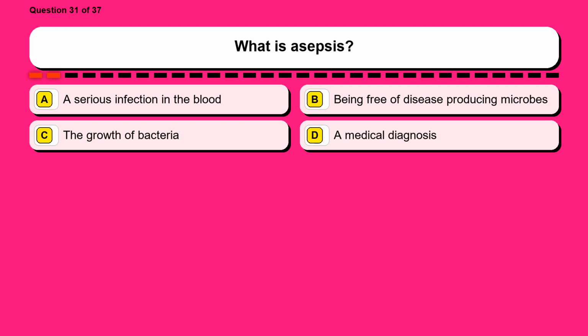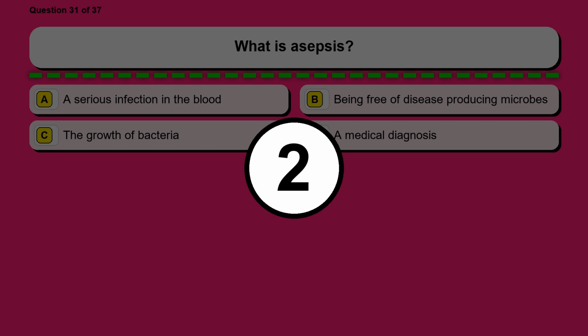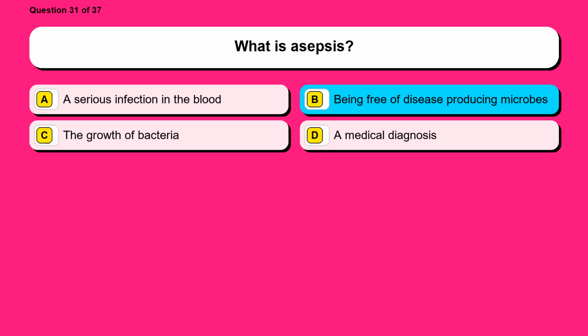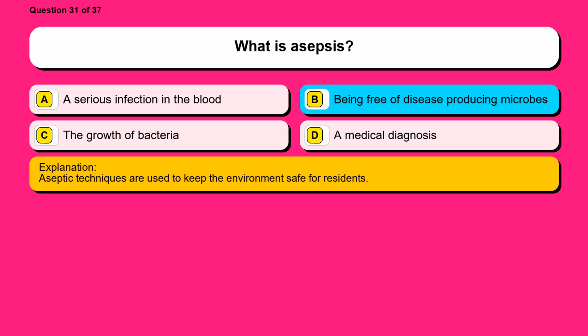Question 31. What is a sepsis? Option A, a serious infection in the blood. Option B, being free of disease-producing microbes. Option C, the growth of bacteria. Option D, a medical diagnosis. The correct answer is option B, being free of disease-producing microbes. Aseptic techniques are used to keep the environment safe for residents.